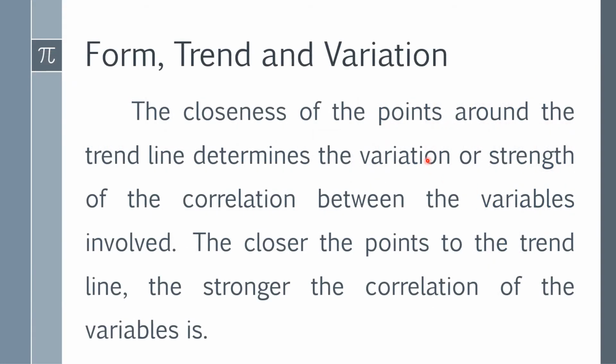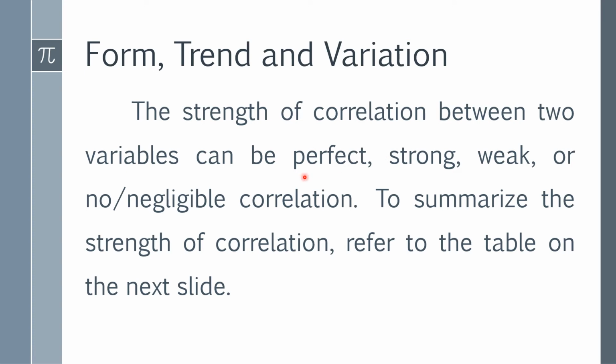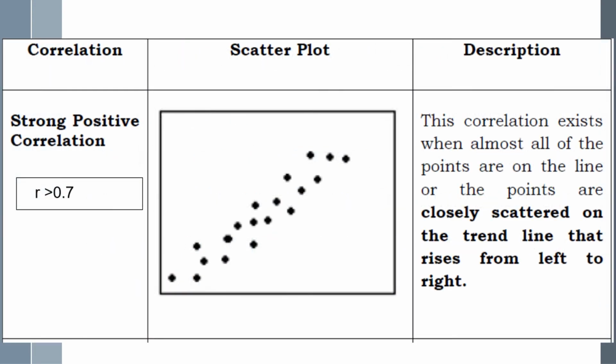The closeness of the points around the trend line determines the variation or the strength of the correlation between the variables involved. The closer the points to the trend line, the stronger the correlation of the variables is. The strength of the correlation between variables can be perfect, strong, weak, or no or negligible correlation. To summarize the strength of correlation, refer to the table on the next slide.